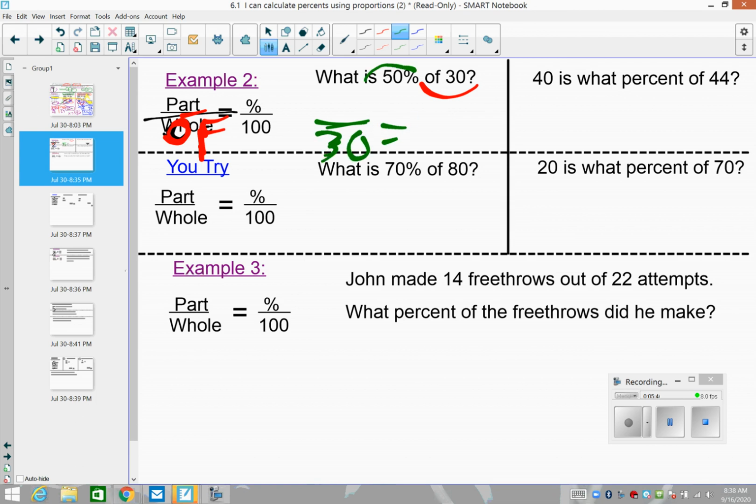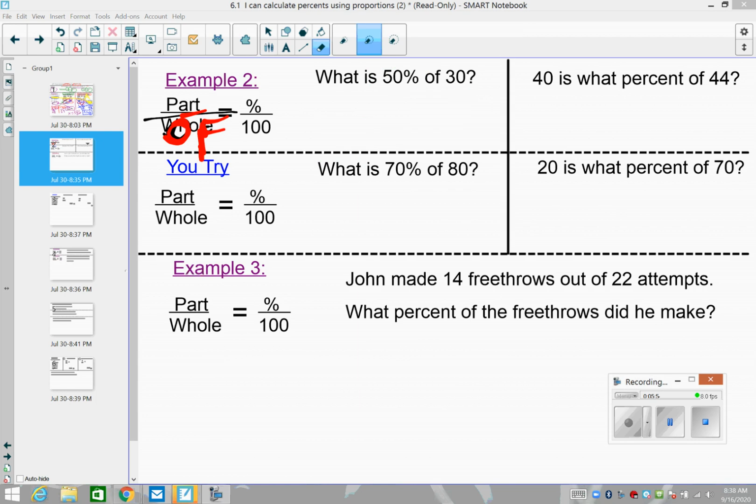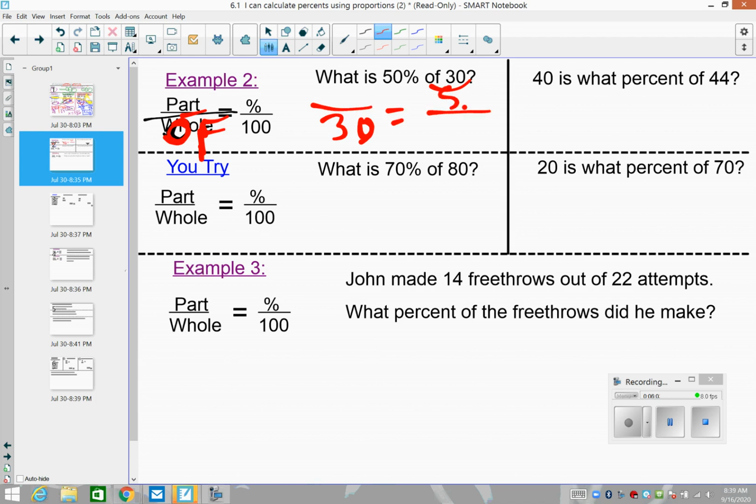And we say we're taking 50%. I'm going to pause the video again. So the of is out of 30. And it says that we're taking 50%. So 50%.